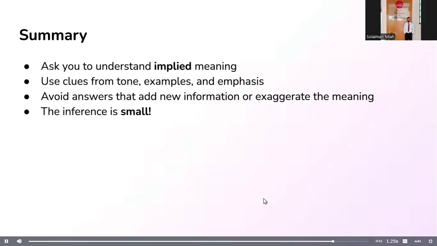To summarize, inference questions ask you to understand meaning that the speaker suggests but does not say directly. Good inferences are based on clear clues such as tone, examples, emphasis, and contrast. Wrong answers often add new ideas or exaggerate what the speaker said. Strategy can help you stay focused, but the real key is careful listening.